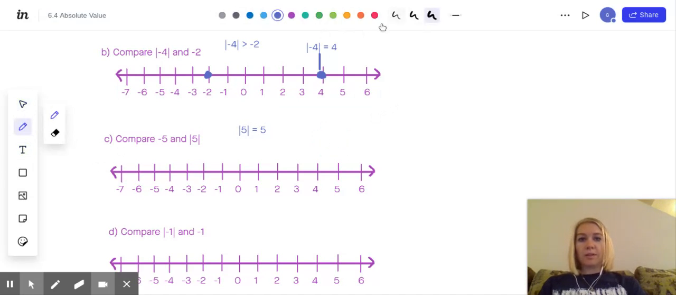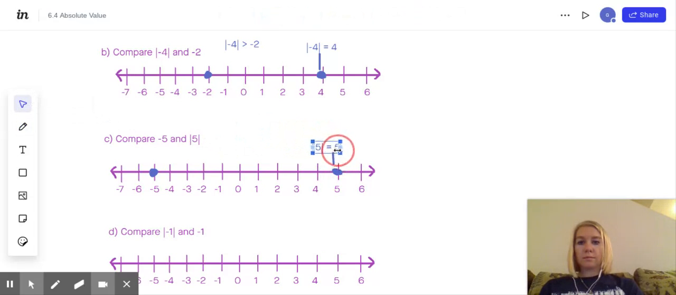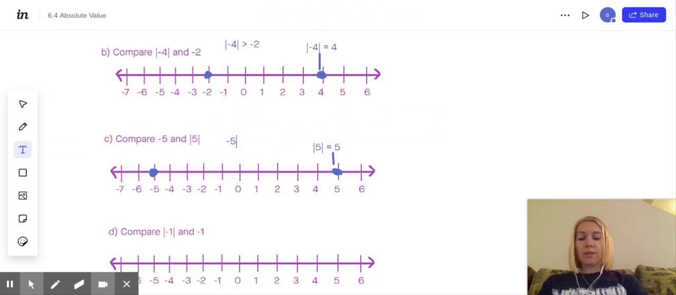Okay, we also need to graph -5. So here's -5, and then the absolute value of 5 is 5. Okay. Now let's decide, is -5 greater than or less than the absolute value of 5? Well, -5 is to the left of the absolute value of 5, so it's less than the absolute value of 5.